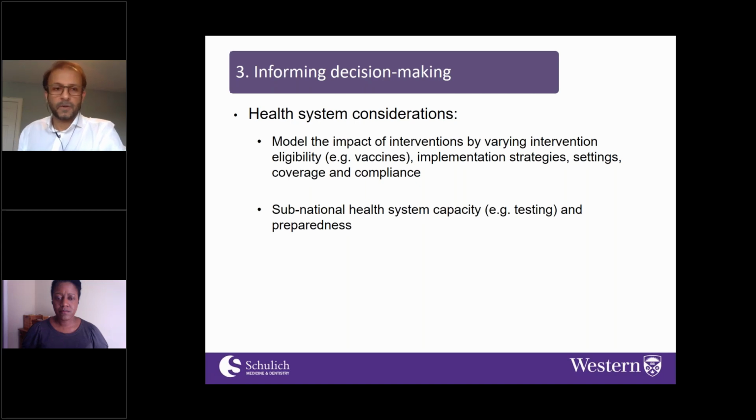One of the other things to think about is health system considerations, so modeling the impact of interventions by varying intervention eligibility. As we know, for example, for vaccines, the eligibility is different across different countries. Within the same country, sometimes it does vary between different regions, and it has evolved over time. There have been a lot of discussions, and Eva and I have discussed this a number of times.